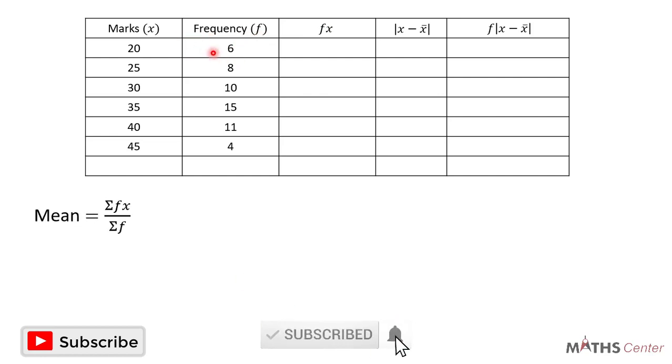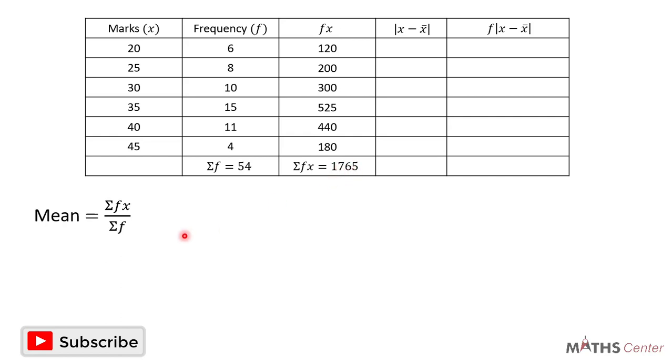So the first one will be 6 times 20, which is 120. The next one is 8 times 25, which is 200. The next one is 10 times 30, which is 300. We have 15 times 35, which is 525. 11 times 40 is 440. 4 times 45 is 180. We need sigma fx and sigma f, so we add all the f values, and that gives us 54. For sigma fx, we add all the fx values, and that will give us 1765.